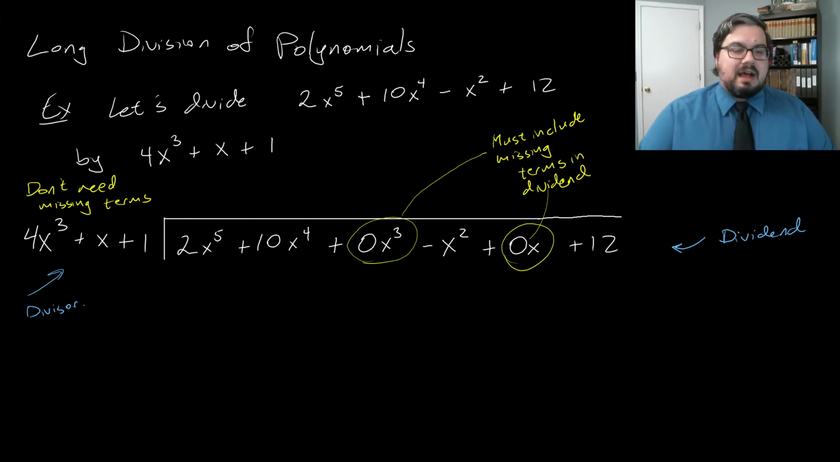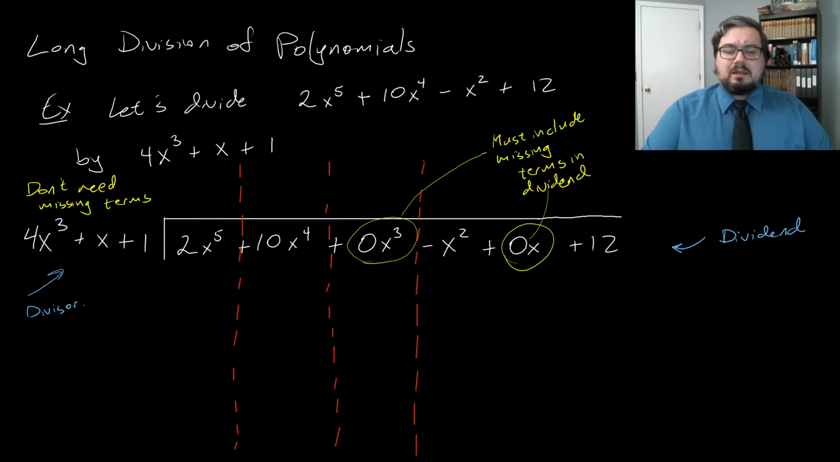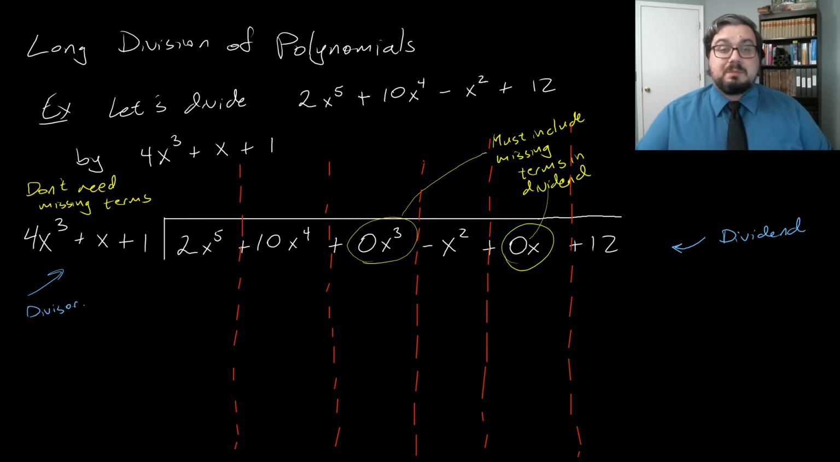And another thing I recommend that you do, especially your first few times going through this process, is to make some columns like this on your paper. And what that's going to do is it's going to separate your paper into columns, each of which correspond to a particular power of x. All of your x to the fifth terms will go in the first column, x to the fourth in the second, and so forth and so on. And x to the 0th are the constant terms over on the right.